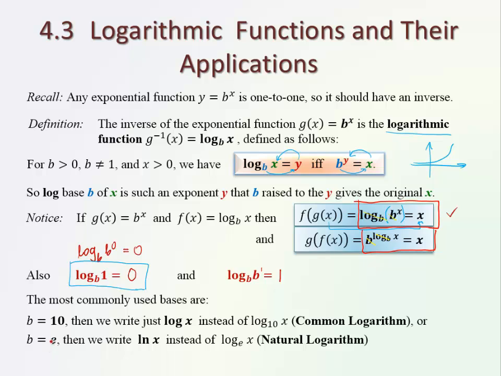The other important base is base e. Remember, that was also an important base for the exponential function. And in this case, the logarithm has a special name. It's called the natural logarithm, and the abbreviation is ln. So in short, you can call it ln rather than log. So ln really means log with base e.